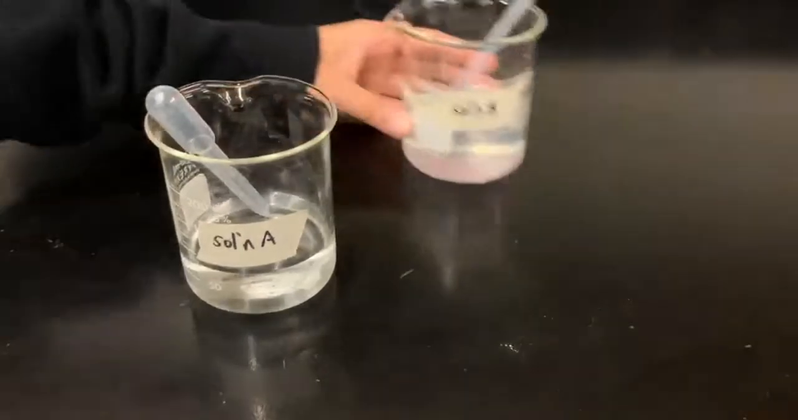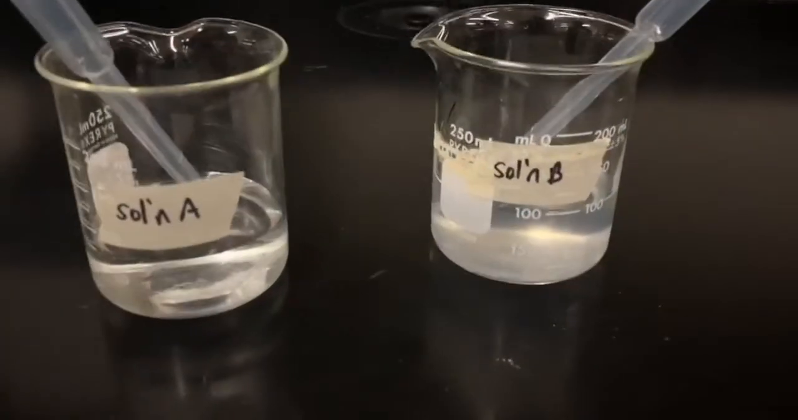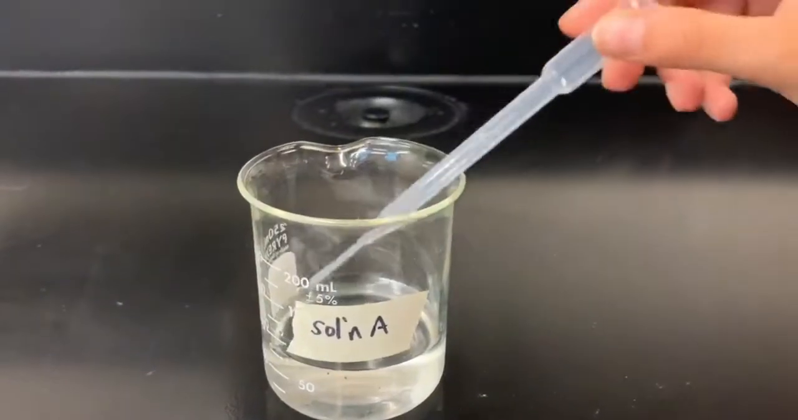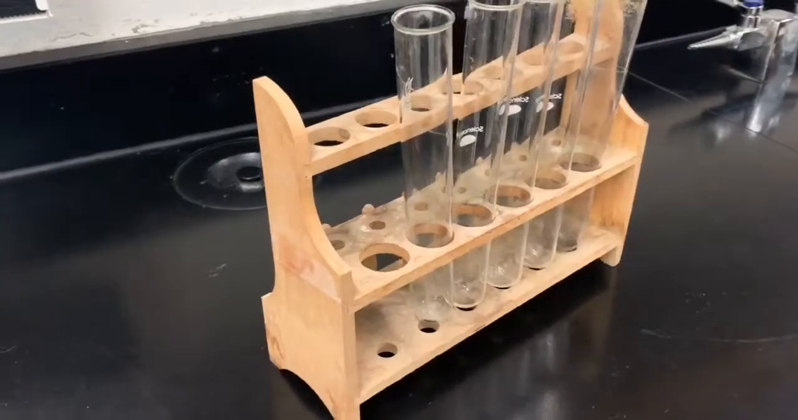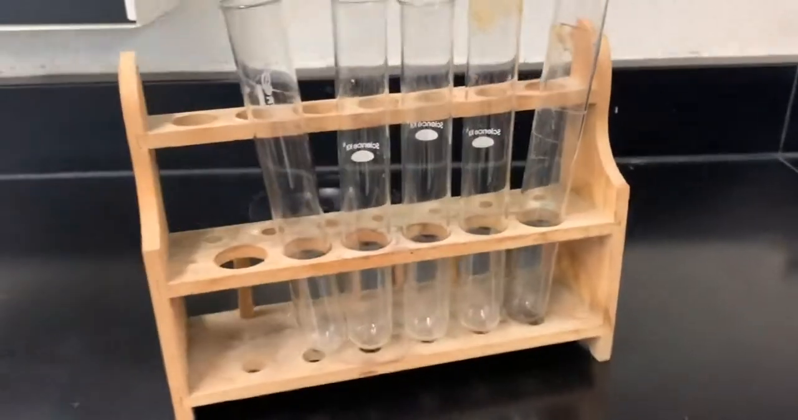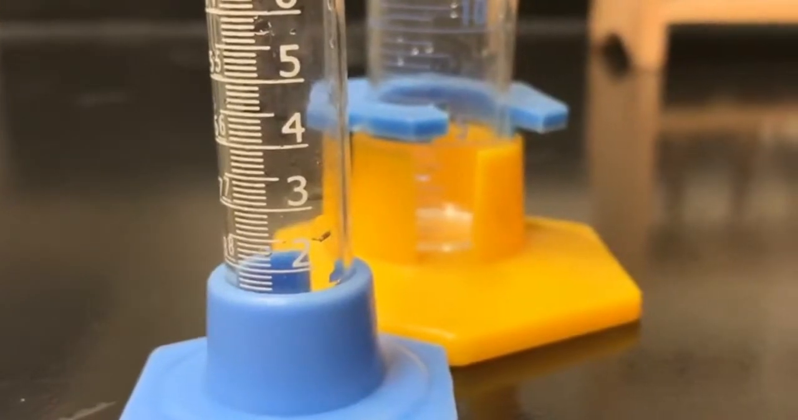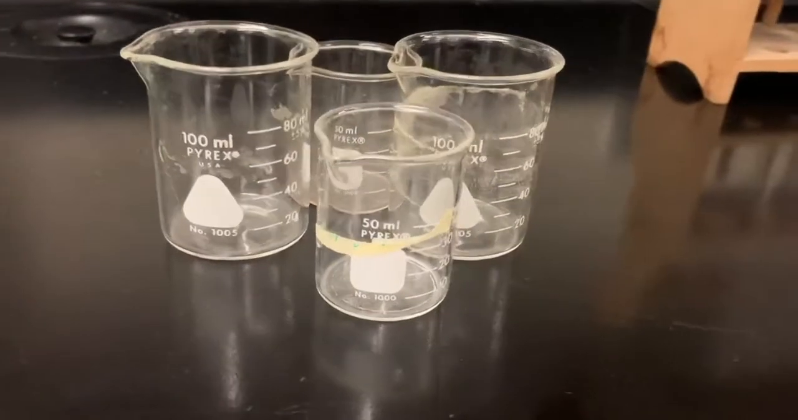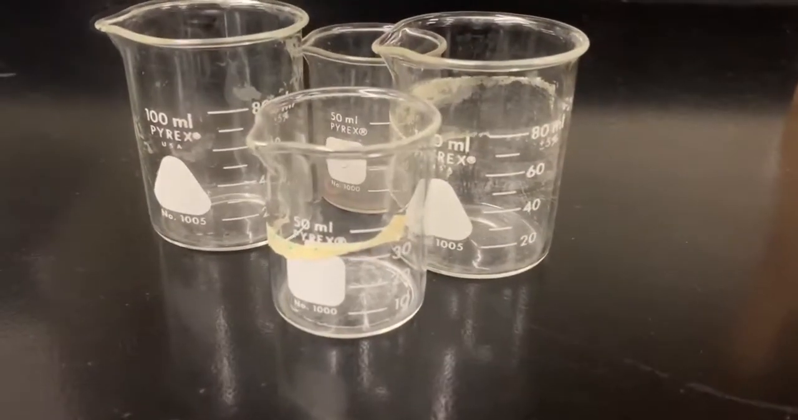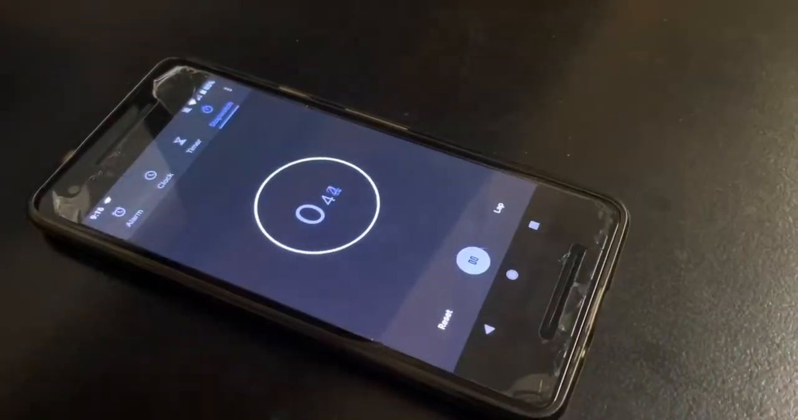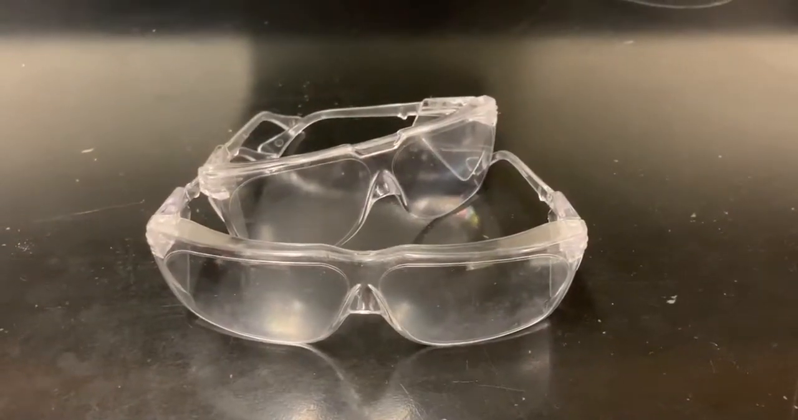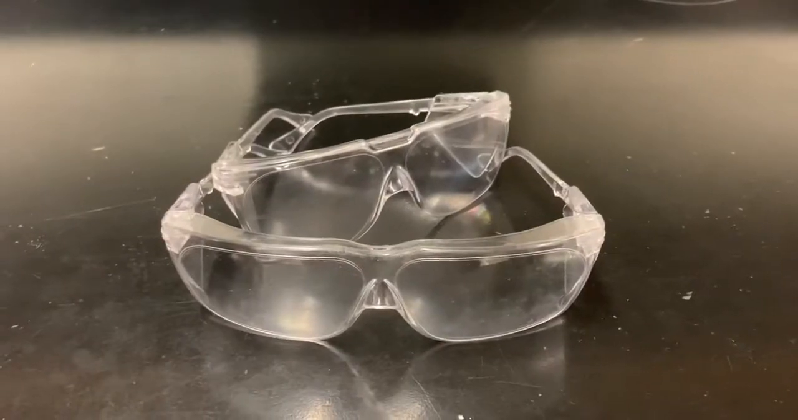Materials. The materials you will need to perform this lab are reactants, solution A and solution B, 3 pipettes, 5 large test tubes and a test tube rack, 2 graduated cylinders for accurate measurements, 5 beakers, a stopwatch, and most importantly, safety goggles, because safety is our number one priority.